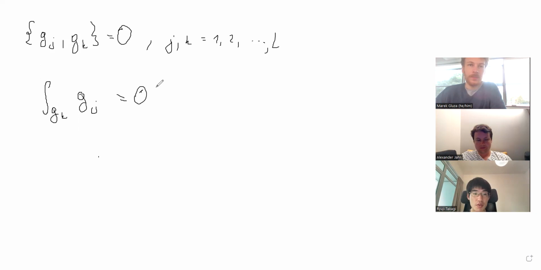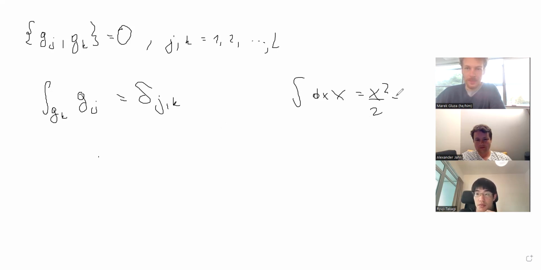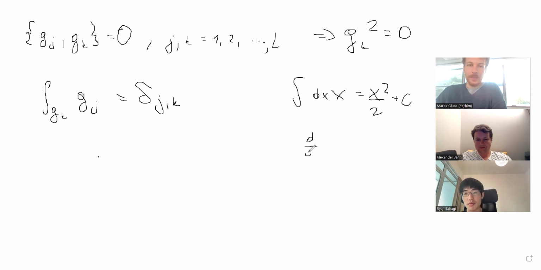And those not 0, sorry, delta jk. So this notation is suggesting that we are doing integration, but as everybody knows, this looks a little bit more like a derivative, because if I integrate dx x squared, then I should get x cubed over three plus c. But for Grassmann numbers, because of anti-commutation, g_k squared is 0. So what do you do for an integral? Instead, this looks a little bit more like a derivative of the x function, and then you get 1.